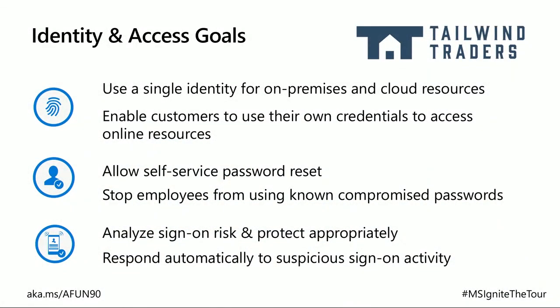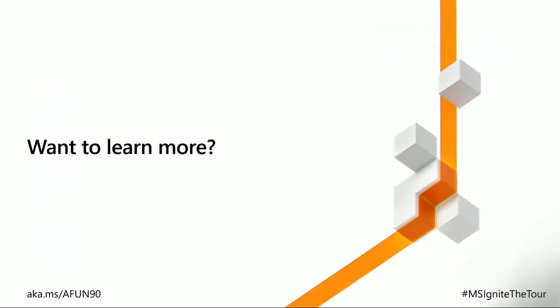So, Tailwind Traders came up with a bunch of these identity goals, and this is what we've managed to achieve. They've used a single identity now because they're syncing between AD and the cloud. They've got external access for customers that want to log in with their own accounts already. Our users can reset their passwords and use their new password on-prem. And with that custom banned password list, we've thrown in a few that they can't use anymore, that we're going to ban them from being able to try. We're analysing the sign-in risk, and when we're detecting risky behaviour, we're going to make people jump through a couple of extra hoops to prove who they say they are.